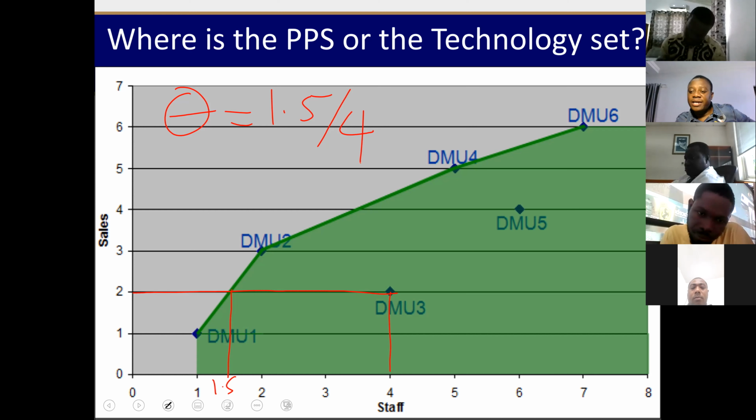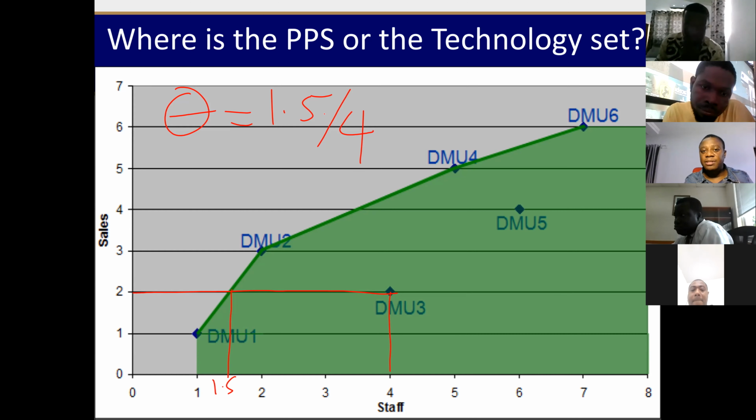Do you all agree with it? If you agree, give me a thumbs up. That is how you find the input efficiency. Now, how would you have done it for DMU5? Somebody else should tell me that. How would you have done it for DMU5?